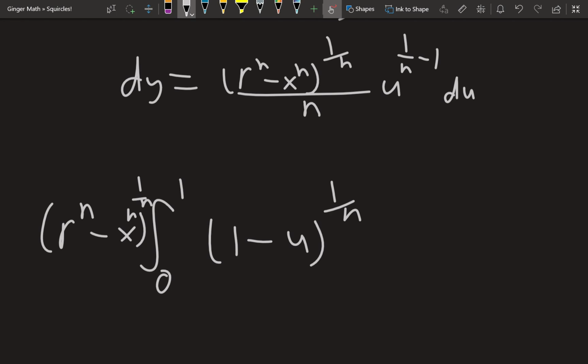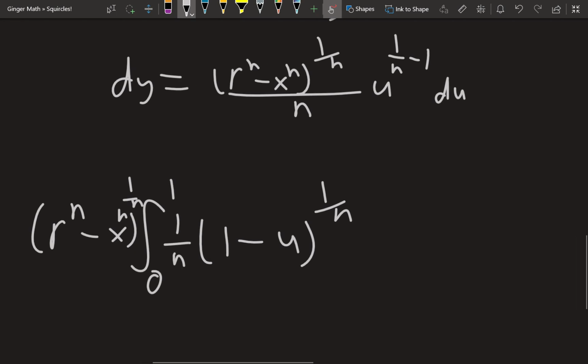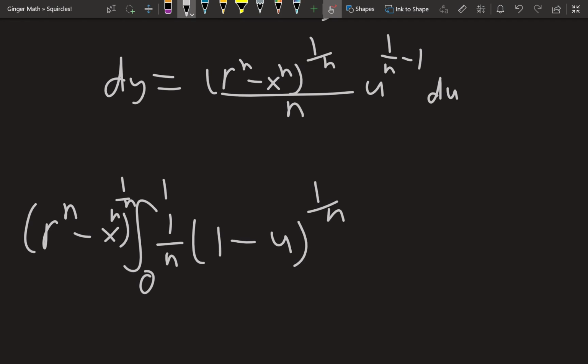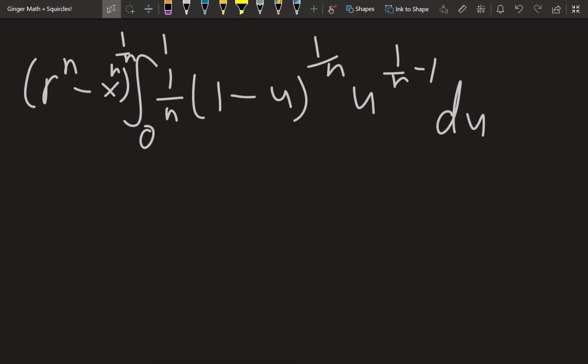We're only integrating with respect to y, if you remember. There's a 1 over n here. That'll get used whenever we start simplifying things. Don't worry about that for now. And then we have a u to the 1 over n minus 1 du. And you'll notice this looks a lot like the gamma function, which it is.